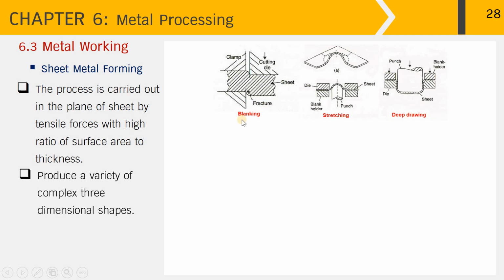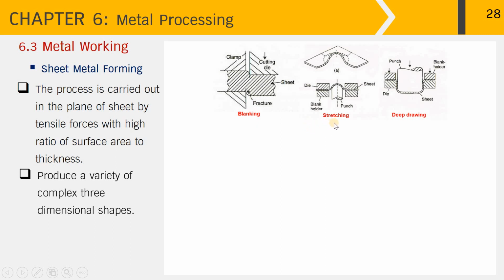For the first operation, blanking, we put the metal sheet between the clamps on the top and the bottom. Once we apply the force through the cutting die downwards here, it will produce fracture on the metal sheet at around here, breaking out the sheets into blanks. Hence, the operation is called blanking.